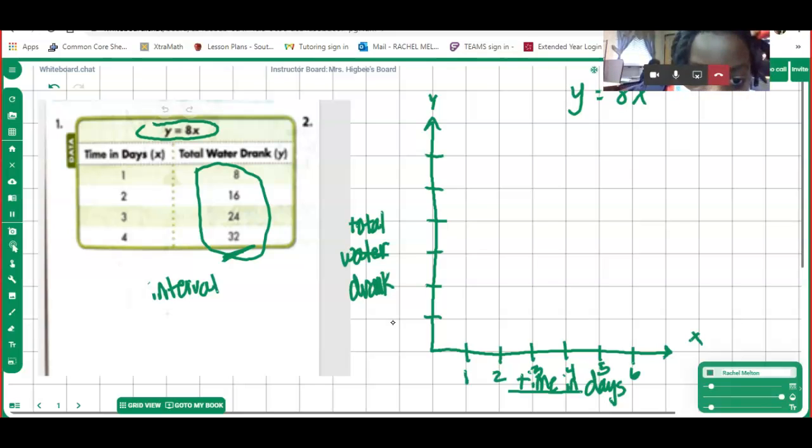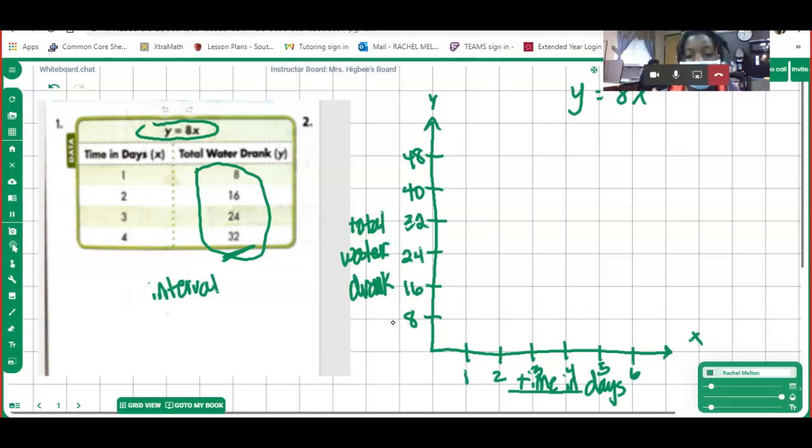8. Okay, 8. So let's try. 8, 16, 24, 32, 40, 48. Would that be enough? Yes. Okay, so I'll go by 8s. Guys, there's no right or wrong answer to this, as long as you can fit them on there.